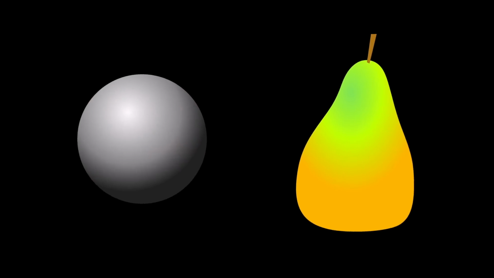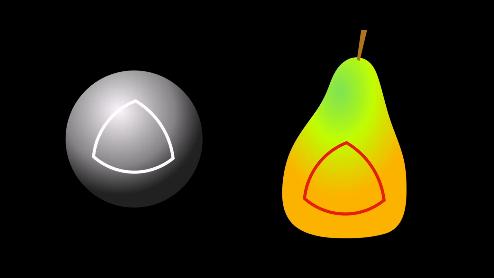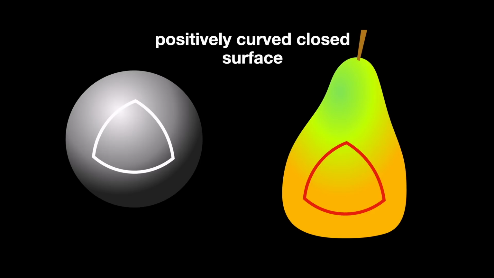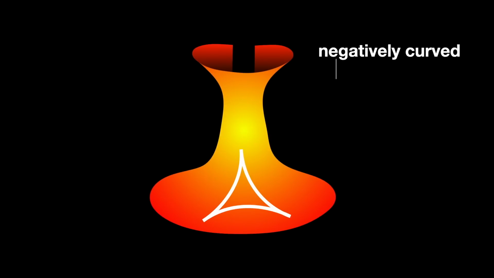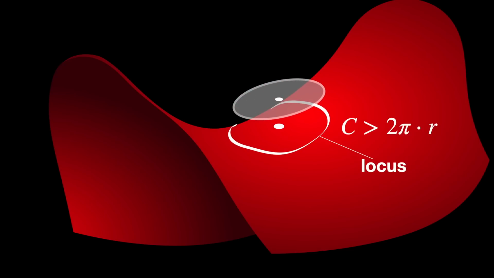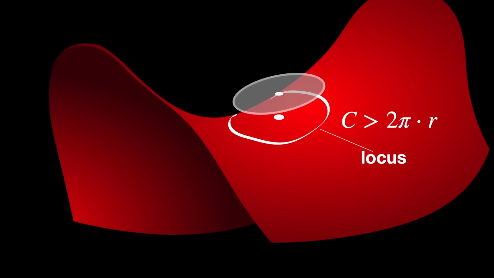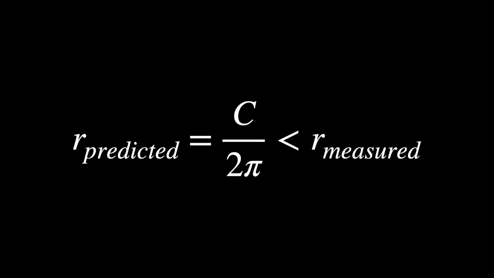The sum of the angles of a triangle is greater than 180 degrees on a positively curved, closed surface, such as a sphere and a pear. Conversely, it is less than 180 degrees on a negatively curved, open surface, such as a hyperbolic plane. Imagine a saddle, for example. Now, draw a circle on the surface. This is called the locus of all points at the same distance from the center. Its circumference is actually larger than you would expect from calculating 2 pi times r. In this case, the predicted radius would be less than the measured radius. As a consequence, the excess radius would be negative.